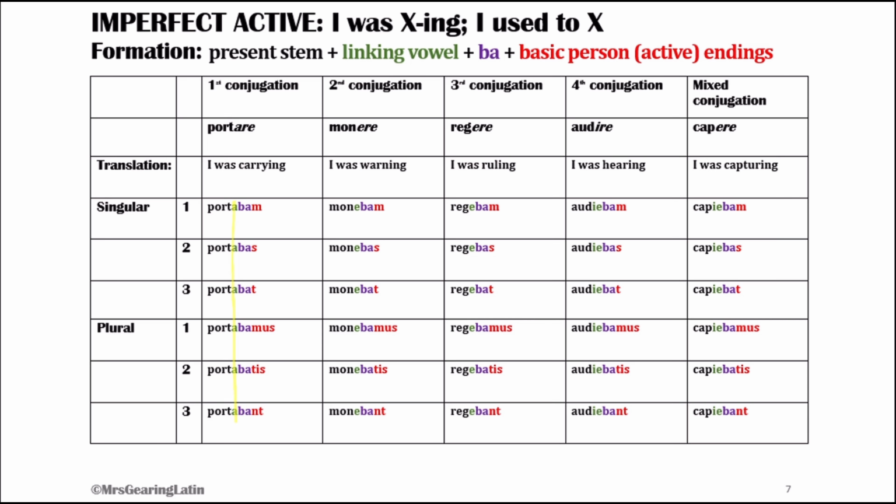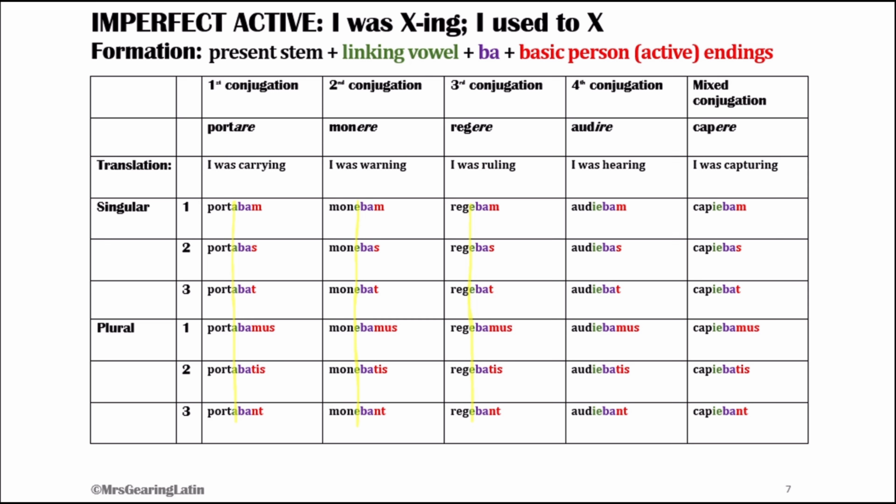In your second conjugation, I was warning, you were warning, he was warning. So mone with an E the whole way through. Monebam, monebas, monebat, monebamus, monebatis, monebant. The same linking vowel in the third conjugation. I was ruling, you were ruling, he was ruling. Regebam, regebas, regebat. Then we were ruling, regebamus, you were ruling, regebatis, and they were ruling, regebant.